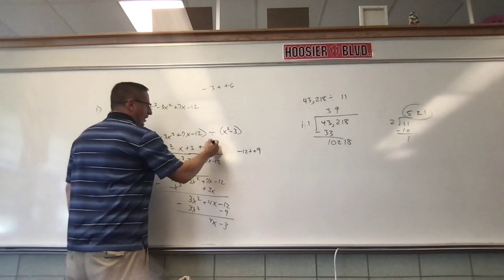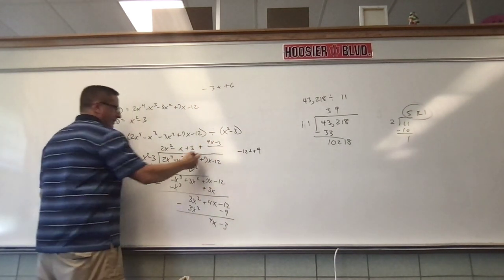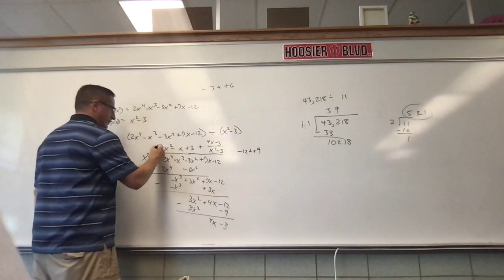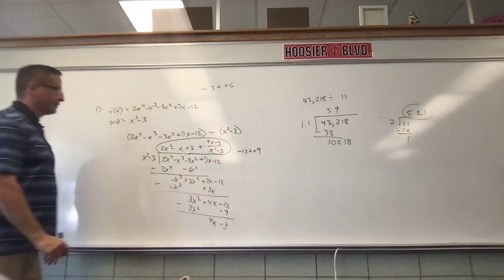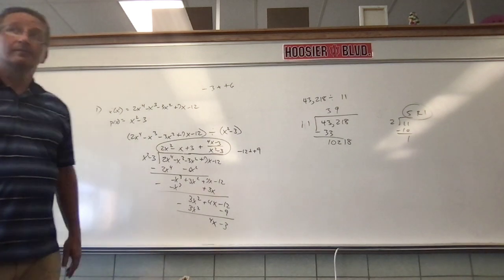So here's our answer plus, what's our remainder? 4x minus 3 over what? x squared minus 3. Then you plus the remainder. Yeah.